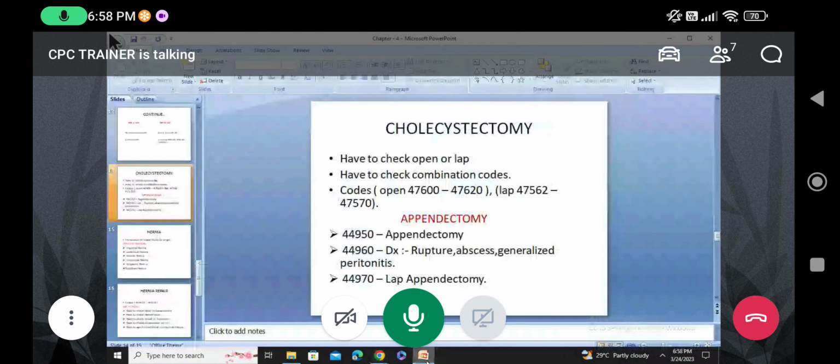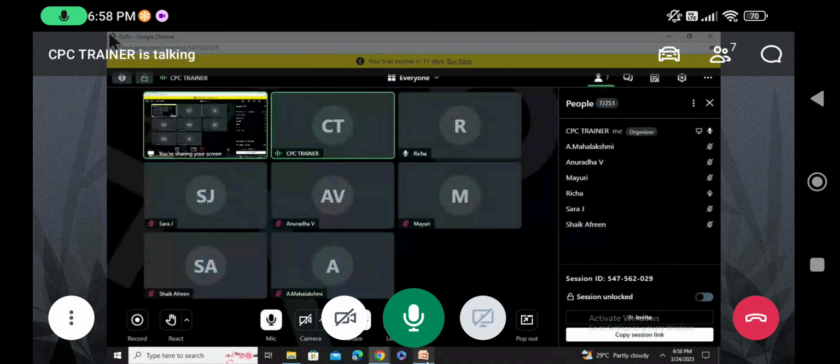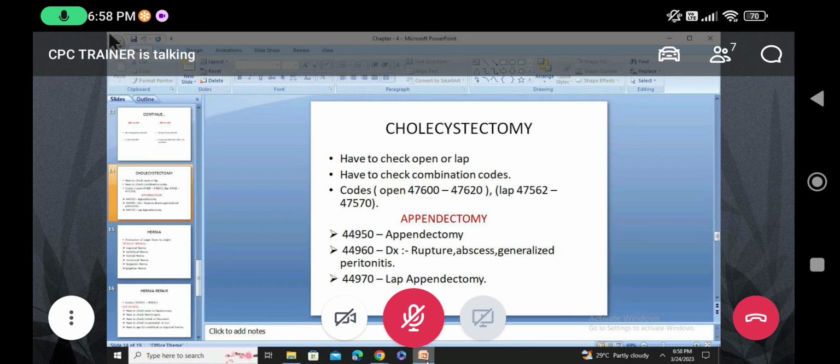So now you get the difference. What is open and laparoscopic? Open means they directly give the procedure term. Laparoscopy means they mention laparoscopic cholecystectomy, laparoscopic appendectomy like that. I mention it here for knowledge only. So whenever you code cholecystectomy, first check open or laparoscopic, and next check for a combination code.